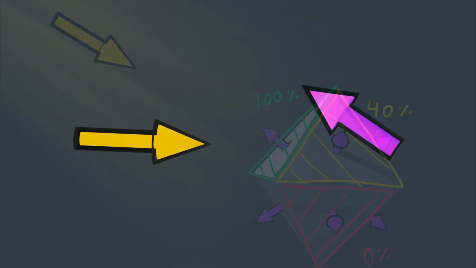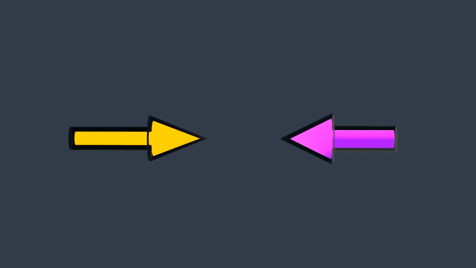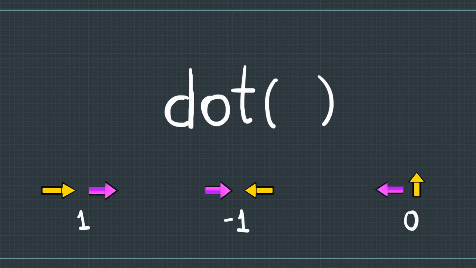It would be very cool if there was some simple mathematical operation that can compare both of these directions and tell us if they are pointing in the same direction or not. Well, there actually is a mathematical operation that does that, and it's called the dot product. So maybe we can use that. Let's see.